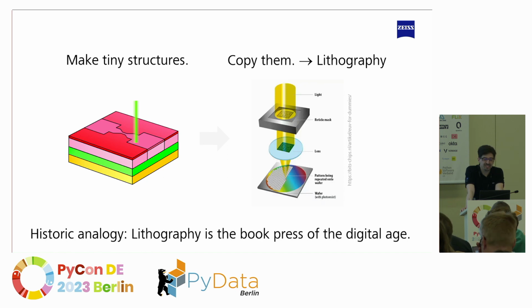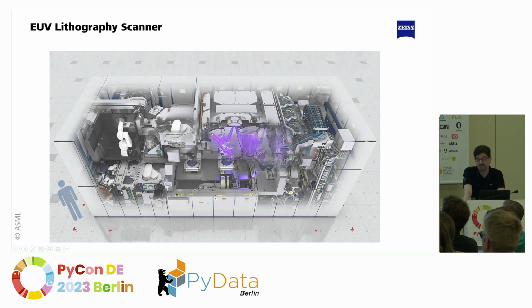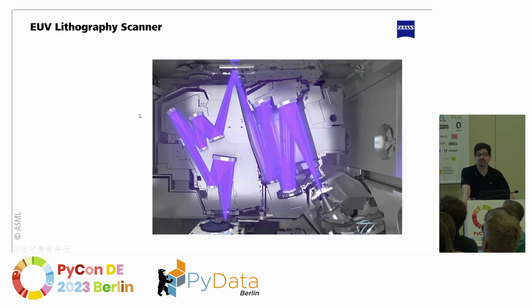So this digital book press machine, it's called a lithography scanner. It looks like this. And in the center part, there's a lot of stuff and electronics going on the outside. The center part is really the imaging optics. So you have the mask at the top, and you have the wafer at the bottom.